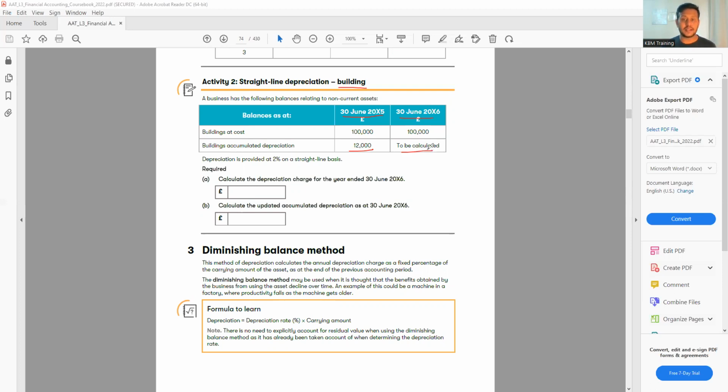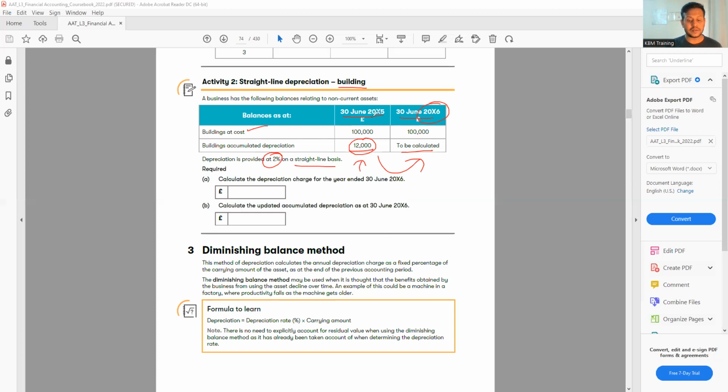They are saying that in 2015 my cost was 100,000. In 2016, the cost is still 100,000 for the building. The accumulated depreciation in 2015 was 12,000. That means in 2016 it will be more, because whatever the depreciation for 2016 is, it will be added to 12,000, because accumulated depreciation is always from day one till now. Depreciation is provided at 2% straight line. So on the cost, we have to multiply by 2%. If we have any residual value, we have to take it out.